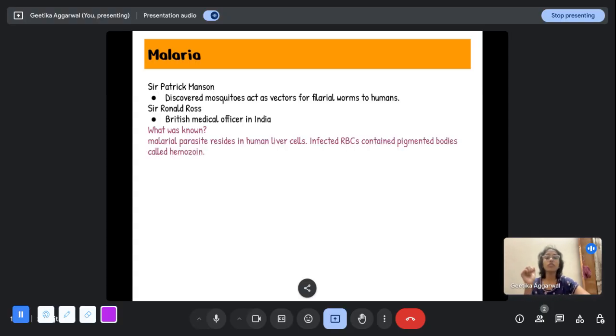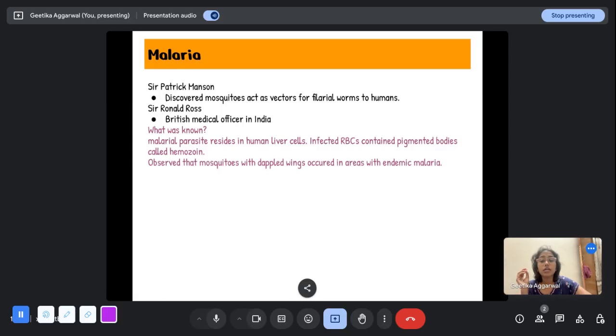So some things were, first of all, the malarial parasite resides in the human liver cells. So human liver cells is where the parasite is found. It infects RBCs, which contain pigmented bodies, which are called hemozoins. So patients have infected RBCs, and these infected RBCs contain these pigmented bodies called hemozoins.